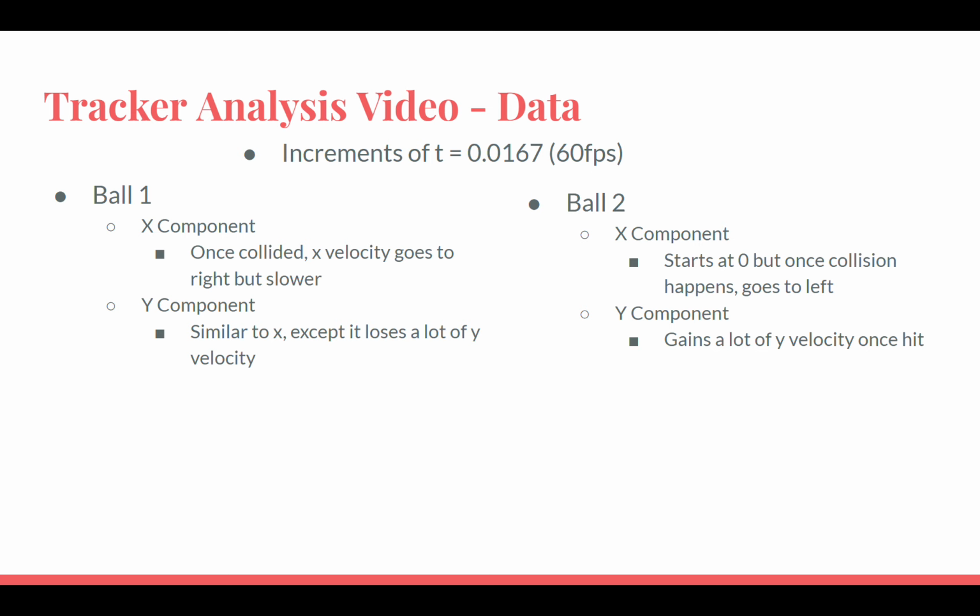And for its y component, it's similar to x, except in regards to its velocity, it just loses a lot more. And for ball 2, the x component, well, ball 2 obviously is stationary, so it starts at 0. But once the collision happens, the x velocity is pointed to the left. And then for the y component, it gains a lot of y velocity in the negative direction once it's hit. And also, the video is based on 60 frames per second.